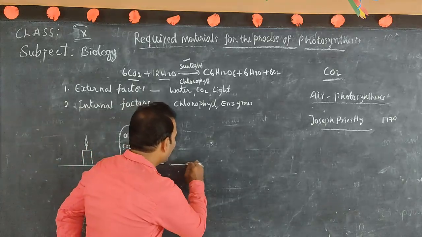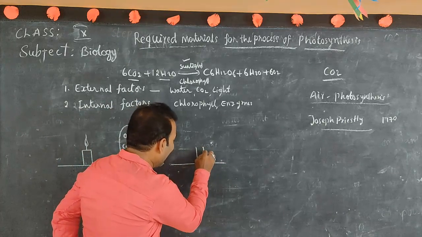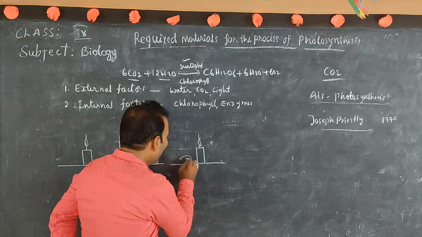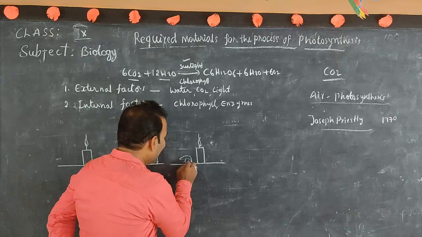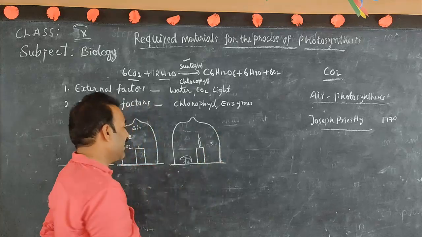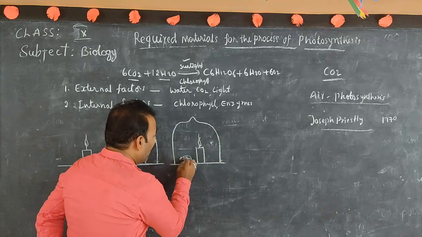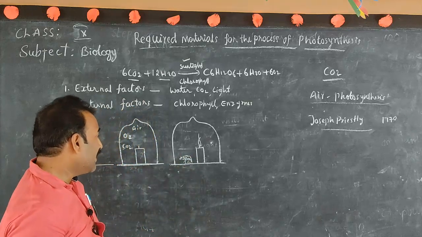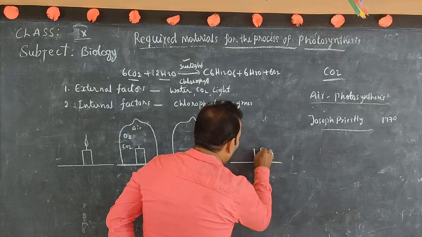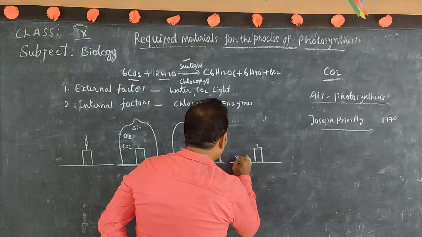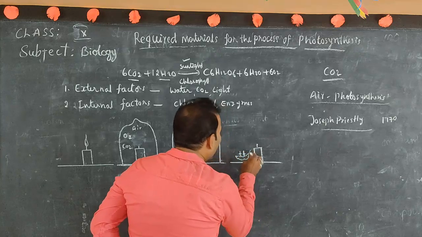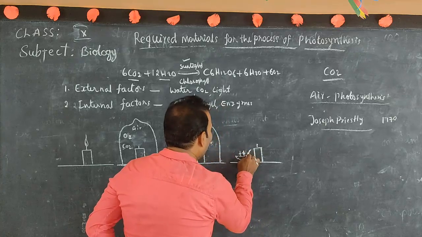In the next experiment, he kept one burning candle on the table, and he placed one rat also inside the glass jar. He noticed that the candle was turned off, and the rat also got asphyxiation. Asphyxiation means breathlessness.